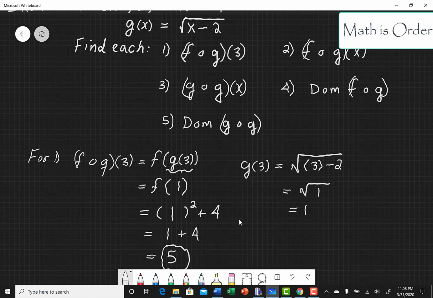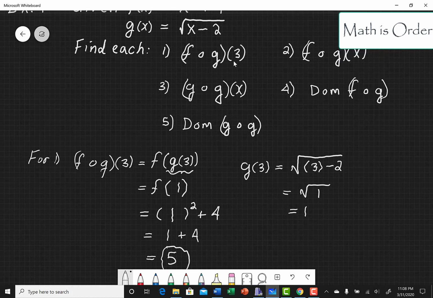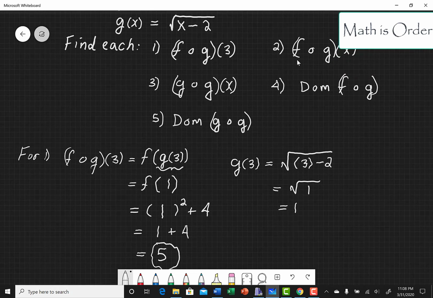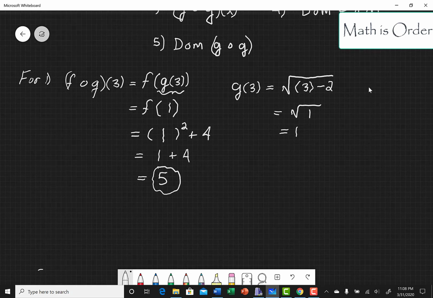All right, so I hope you see, anytime you are evaluating a composition function where there's just a number given as the input, then your answer is going to be a number, right? Now, let's do number 2. This time we're inputting the variable x. So let's put that here for 2.